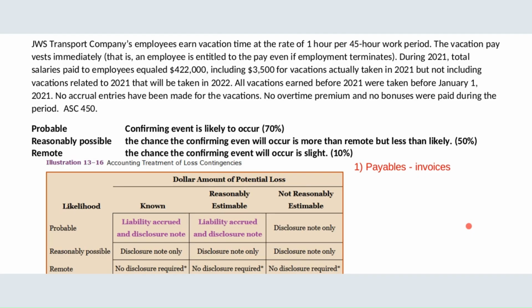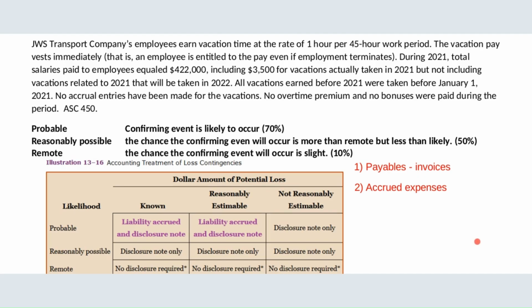We may also have accrued expenses. Accrued expenses are expenses that we know for sure we're going to have, okay? For example, an accrued expense could be salaries, right? I know I have to pay my supervisors a salary for the pay period that they worked, even though I haven't paid them yet. And so we have that, okay?